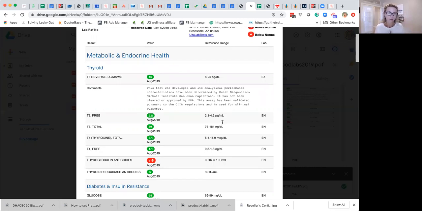This lab will just show traditional ranges, like standard ranges, and not necessarily the functional range. So I'll tell you a few things that are off or okay with my own labs. First thing you'll notice in red is I have some thyroglobulin antibodies. That's a sign of Hashimoto's. But you can see that my number is 3 and in range is 1 or less, and you can go high into the thousands. So having a 3 really isn't that bad. I'm pretty much practically in remission from Hashimoto's.